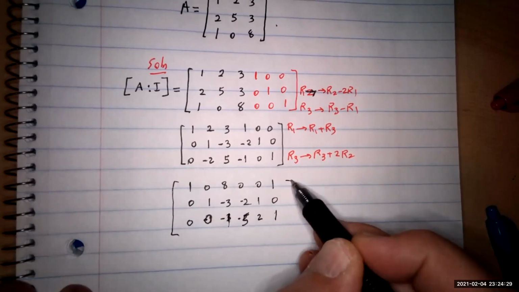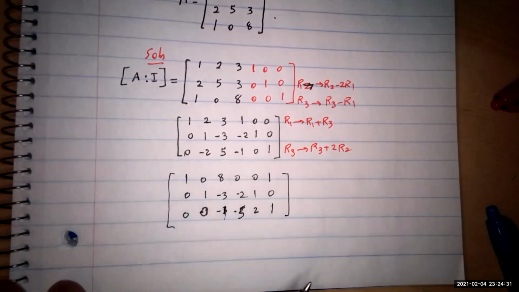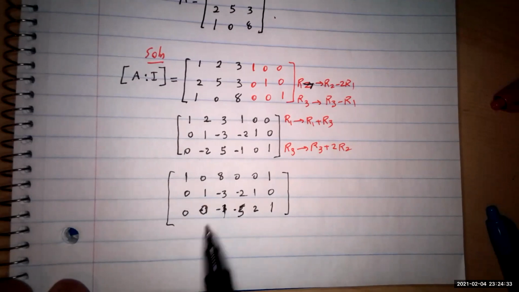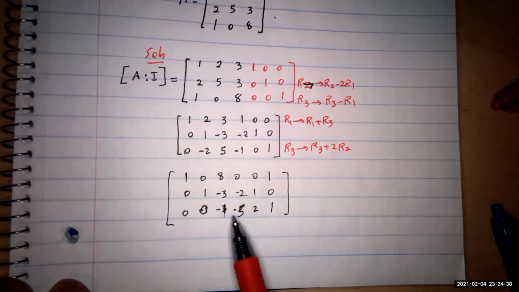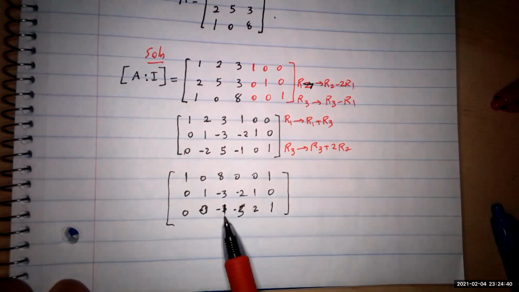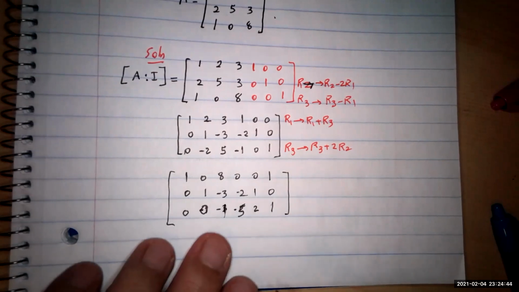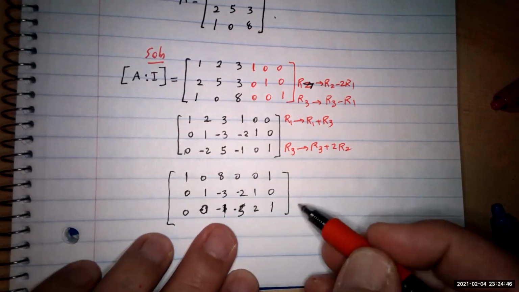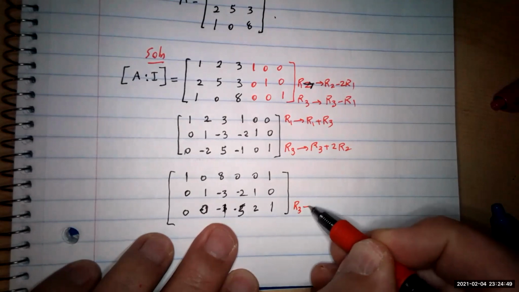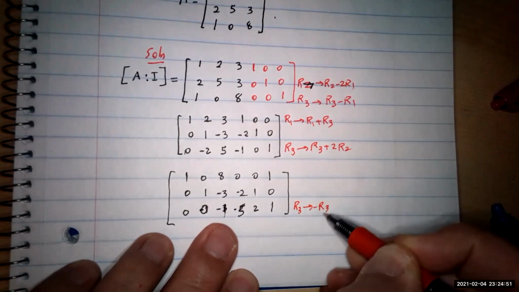Okay, so we are almost there. I got the 1, 0, 0. I got the 0 here. So I have to take care of the last one. I need the 1 here and 0, 0 for the others. So what I'm going to do is multiply this one by negative 1. So this is R3. I change it to negative R3 to get the 1.